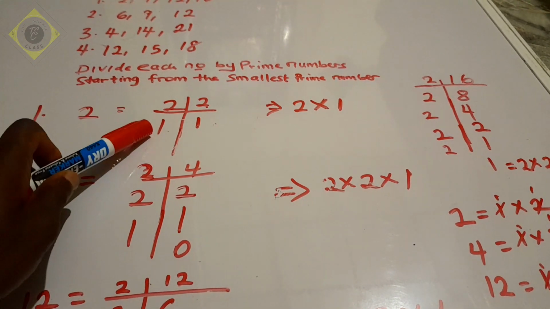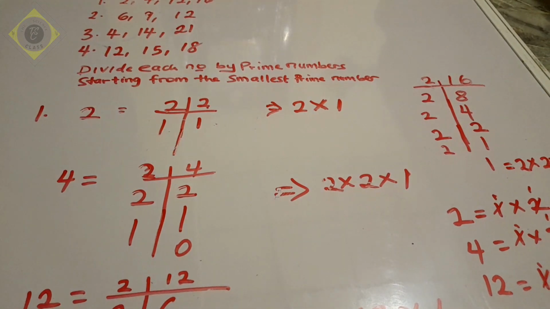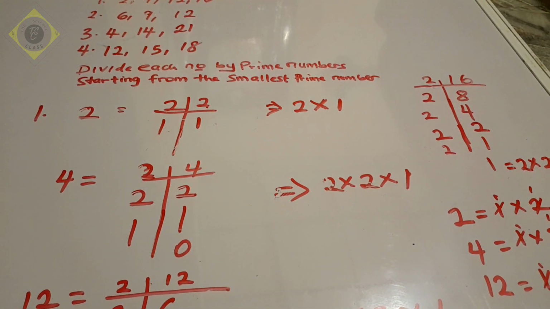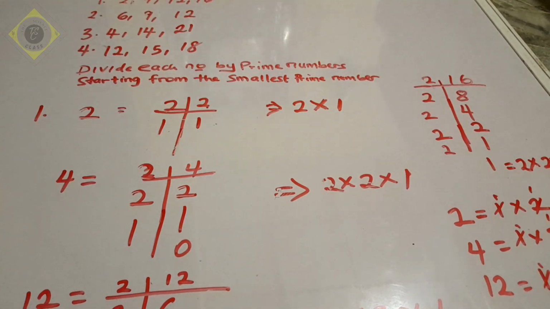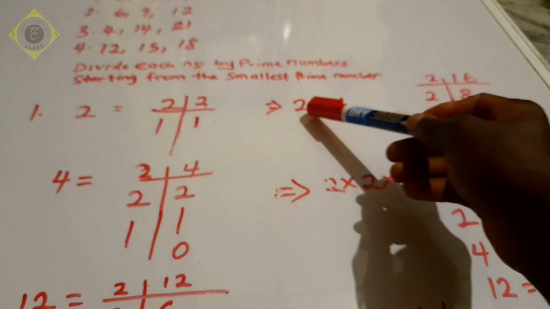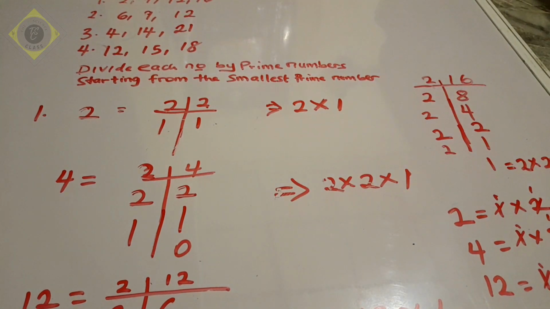Then 1 in 1 goes 1 time. So the prime factors of 2 are 2 times 1. Prime factors of 2, just 2 times 1 as indicated here. 2 times 1. Then the second number in the series is 4.